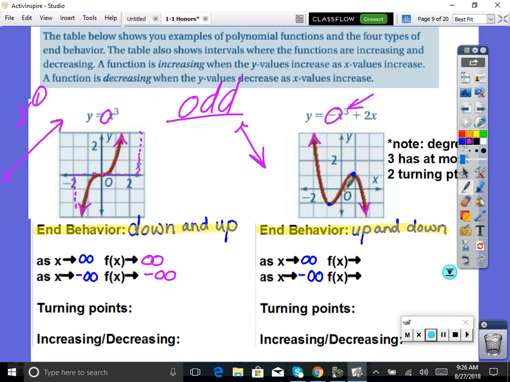You guys are doing good. As x goes to infinity, we go to negative infinity, and as x goes to negative infinity, f of x goes to positive infinity. Okay, let's talk about turning points.